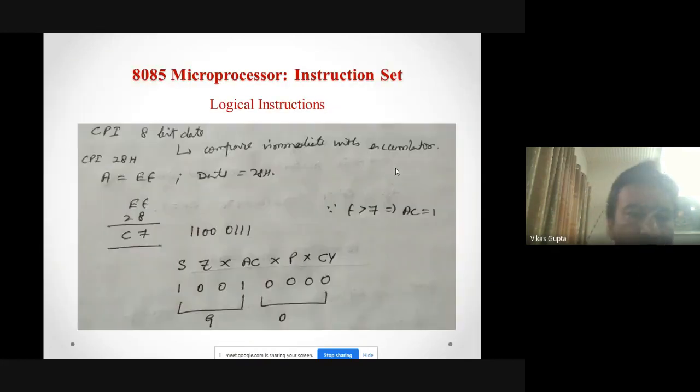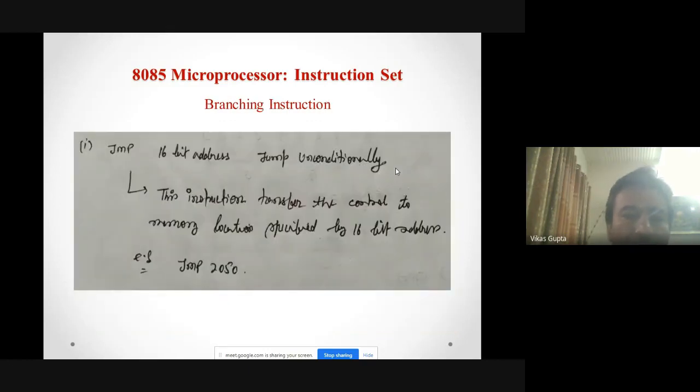So in the same way, we can compare with the CMP, then CMPM, then we can compare CPI. यहाँ पे 8-bit data की form में given होगा inside of register and memory. So next is the jump instruction, JMP 16-bit address. Here we are transferring the control of the microprocessor to the 16-bit address. So here we are jumping unconditionally. We are given some address, let's say JMP 2050. So the microprocessor is moving to the 2050 location, but this jump instruction can be conditional.